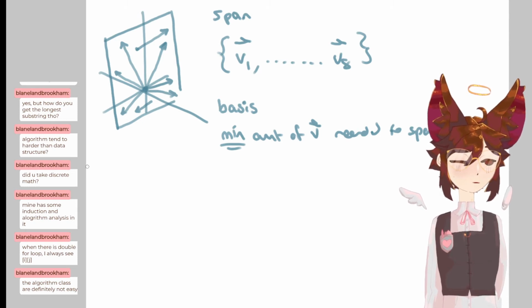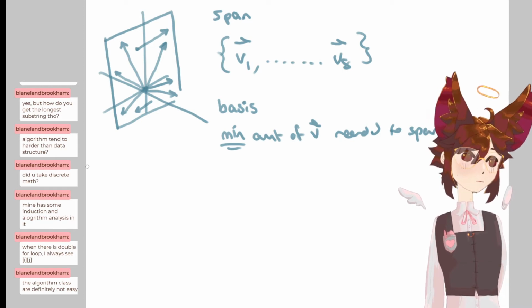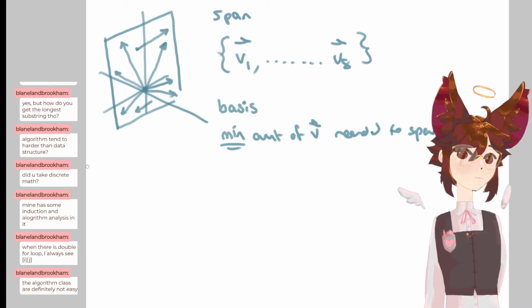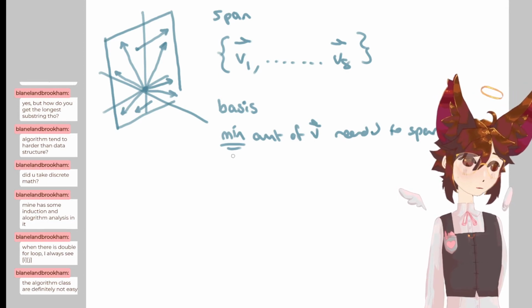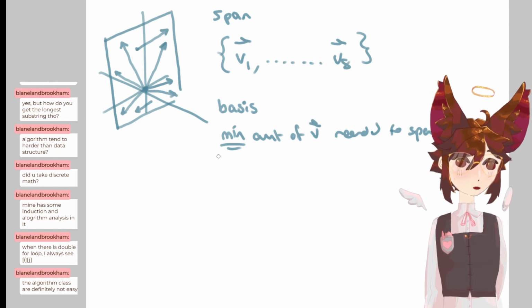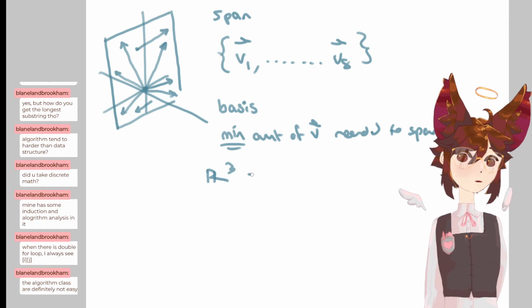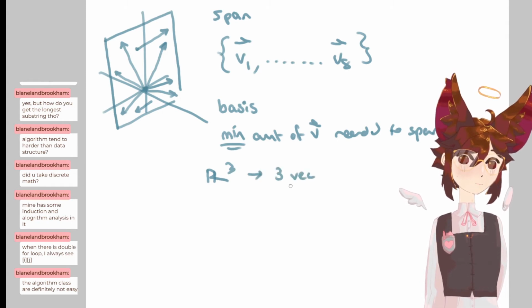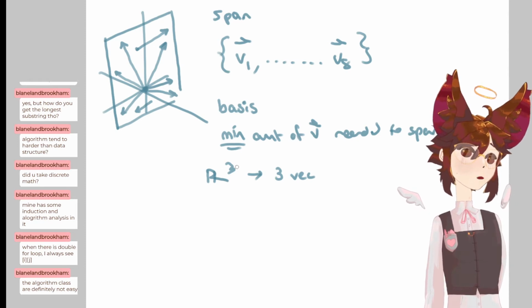So we're trying to find the minimum amount. Now it turns out, as I have mentioned before, that the minimum number of vectors needed is equal to the dimension of the space. And you can't have any less than that. So if we have R3, we need 3 vectors. If we have R4, we need 4. If we have R2, we need 2. If we have R1, we just need 1 vector.